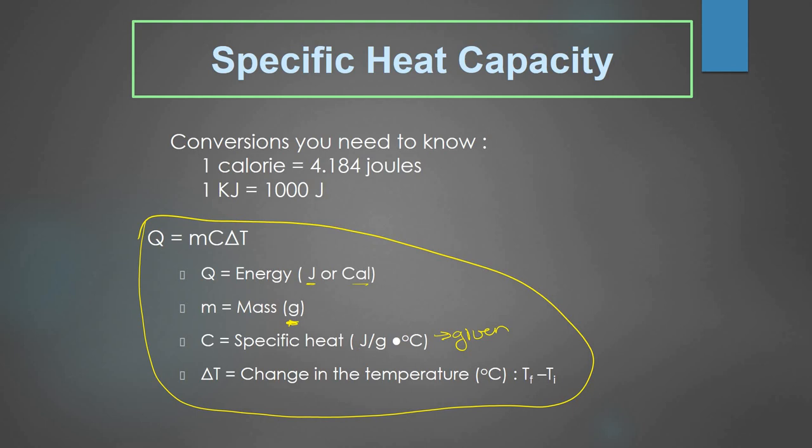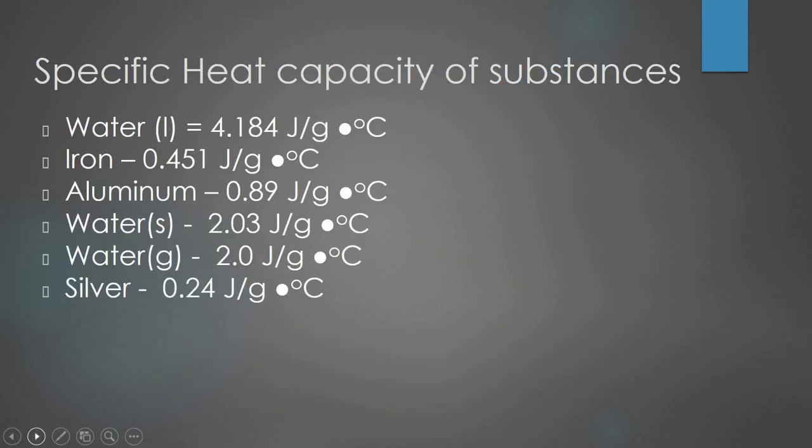So our temperature needs to be in degrees Celsius, and delta T is the change in the temperature, so final minus initial. Again, Q is for energy. Remember, if it's positive, it's endothermic, negative, exothermic. Mass is how much something weighs. And then C is specific heat, and delta T is T final minus T initial. Remember, delta means change.